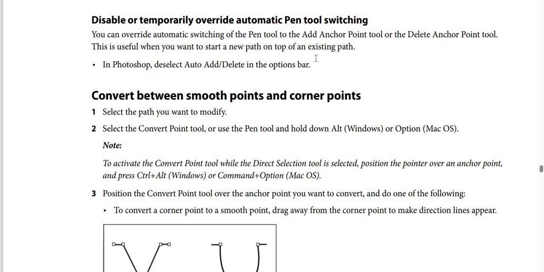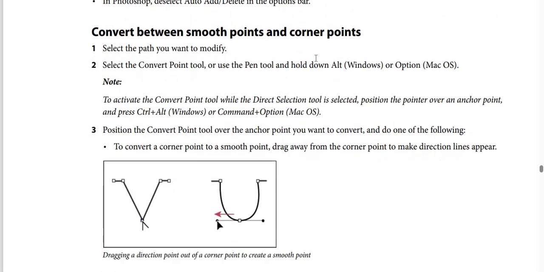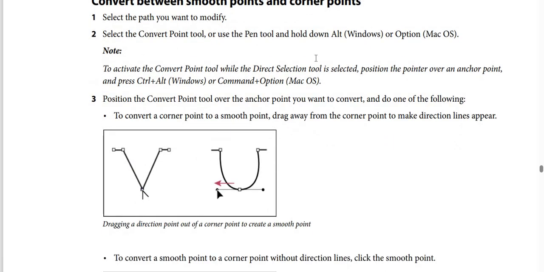And note here now, to activate the convert point tool while the direct selection tool is selected, position, by the way, the pointer over an anchor point and press Ctrl+Alt if you use Windows or Command+Option if you use macOS. Step number 3, position the convert point tool over the anchor point you want to convert and do one of the following.